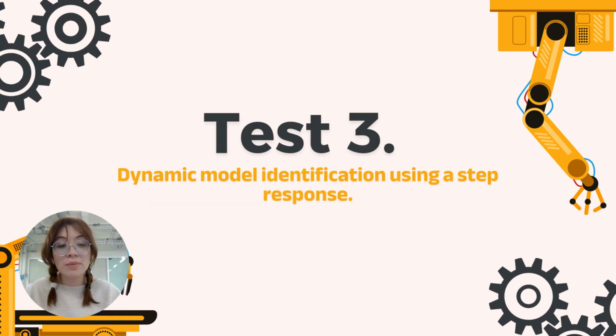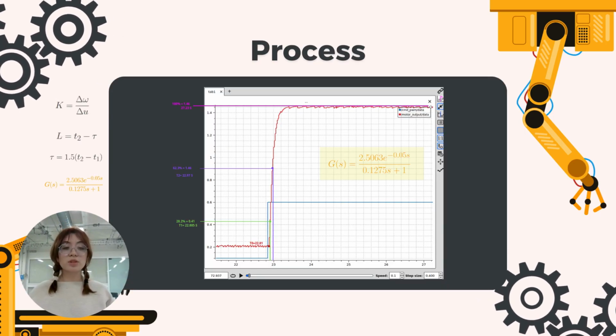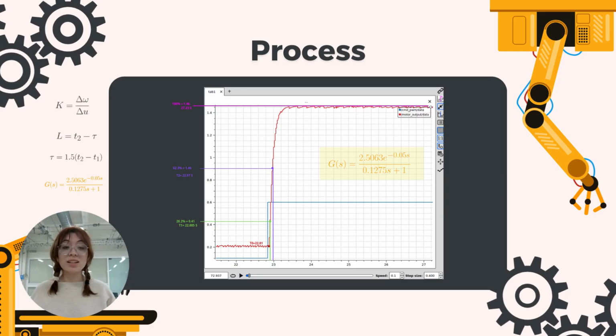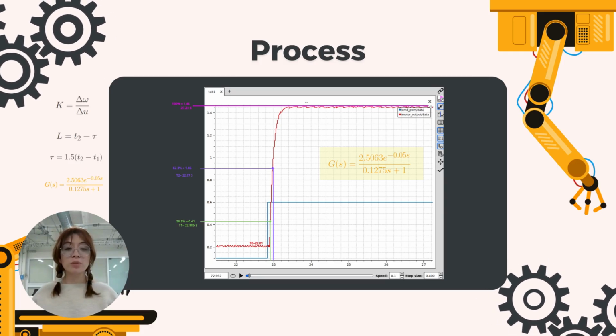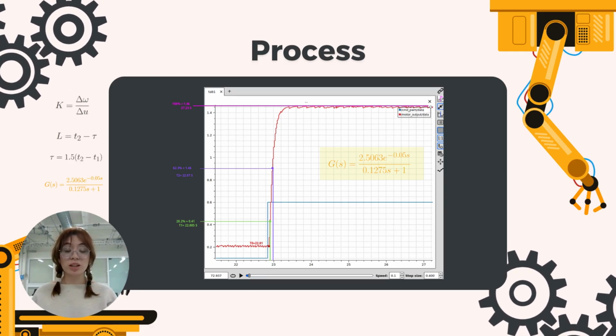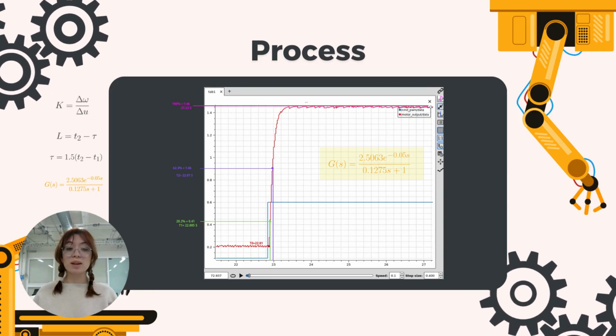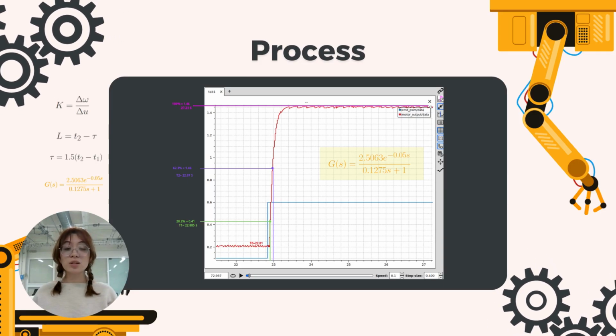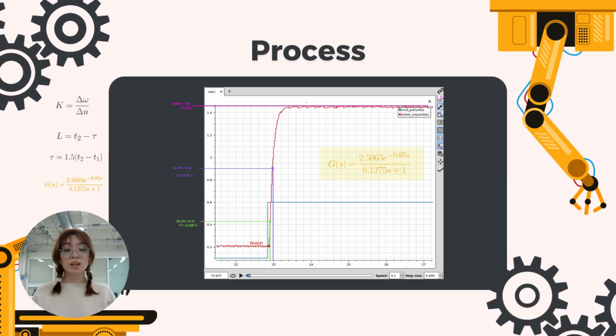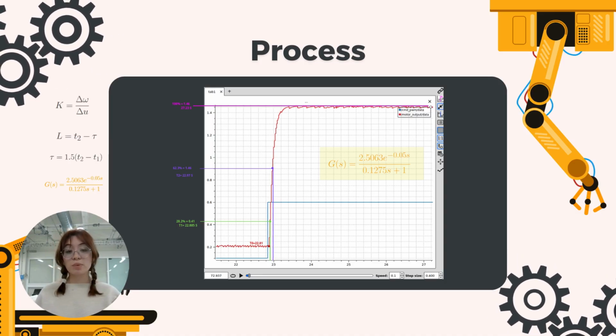The third experiment was dynamic model identification using a step response. The objective is to transition between two operating points, both within the linear zone. We applied a step from 0.1 to 0.6, an amplitude of 0.4, and analyzed the output response. We used the Smith method, which approximates the system as a first-order model with time delay. As shown in the graph, we used specific response points to estimate the time constant and delay. The result was the transfer function in yellow. As well, the gain and time constant match the previous results.